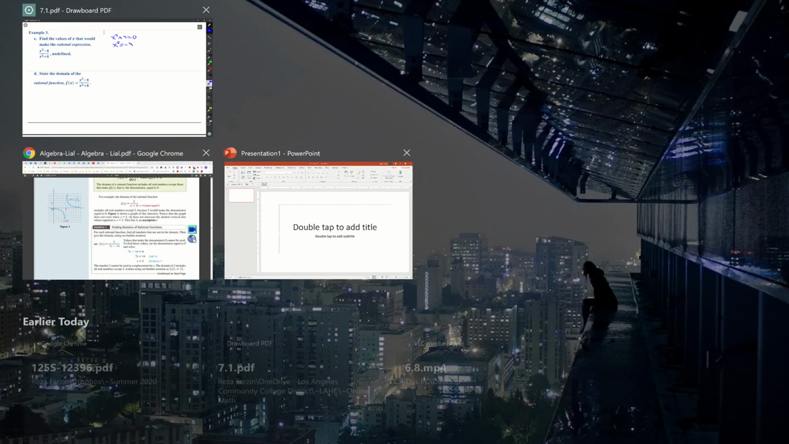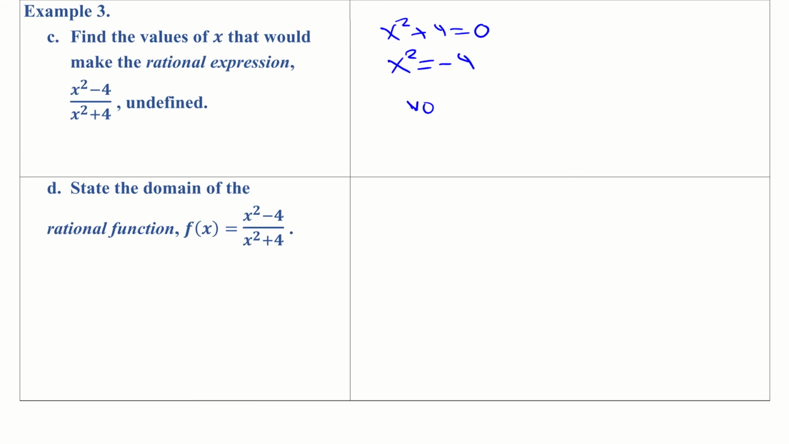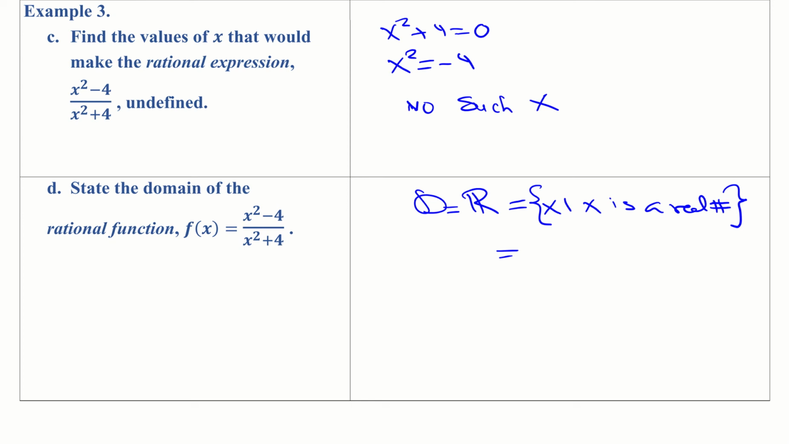So you say no such x here. Now, what's that going to do as far as the domain of the associated function? Well, that means the domain is not going to have any real numbers excluded. So that means the domain is the set of real numbers. Sometimes you may see it written in words, all x such that x is a real number. Or you can see it in interval notation where you just say -infinity to infinity, like so.